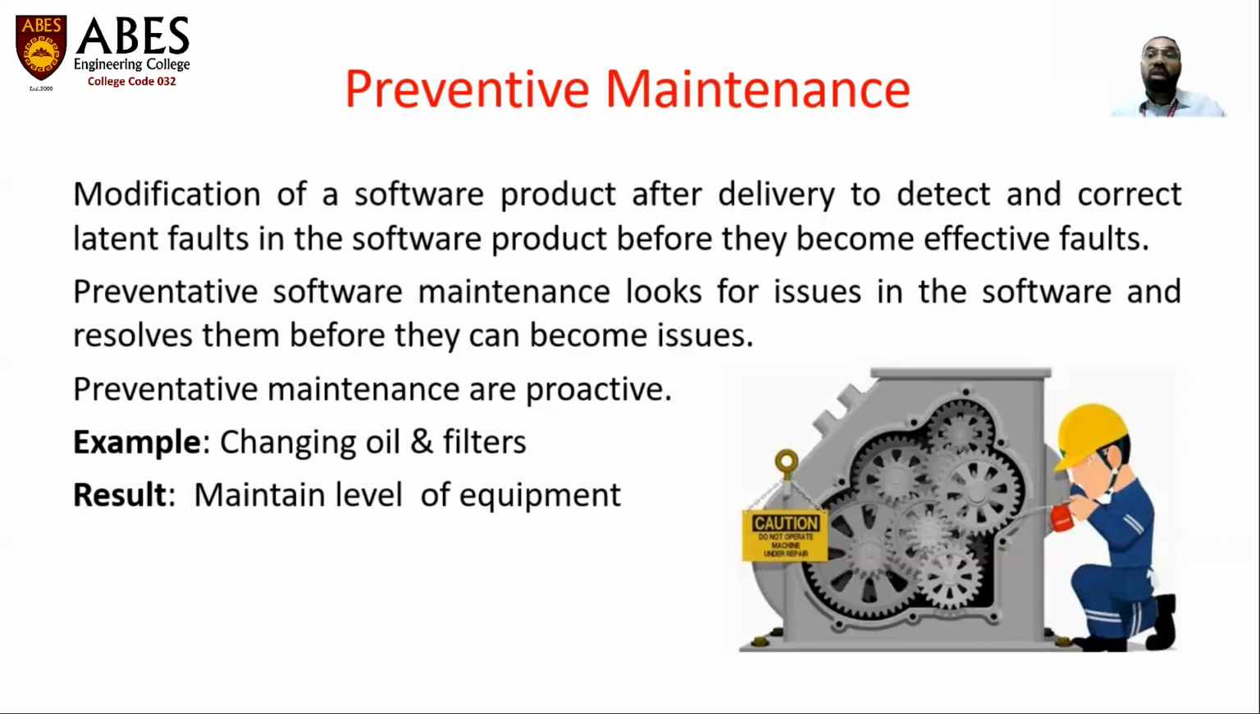When you find it out, you do it. But in preventive, you're doing something prior in order to make sure it doesn't happen. Example, changing oil filters; many other kinds of examples are there. What is the result?